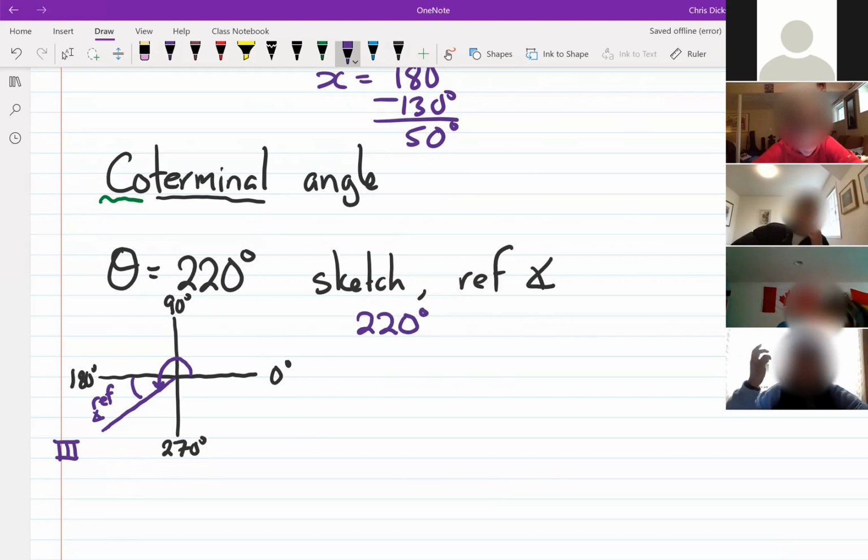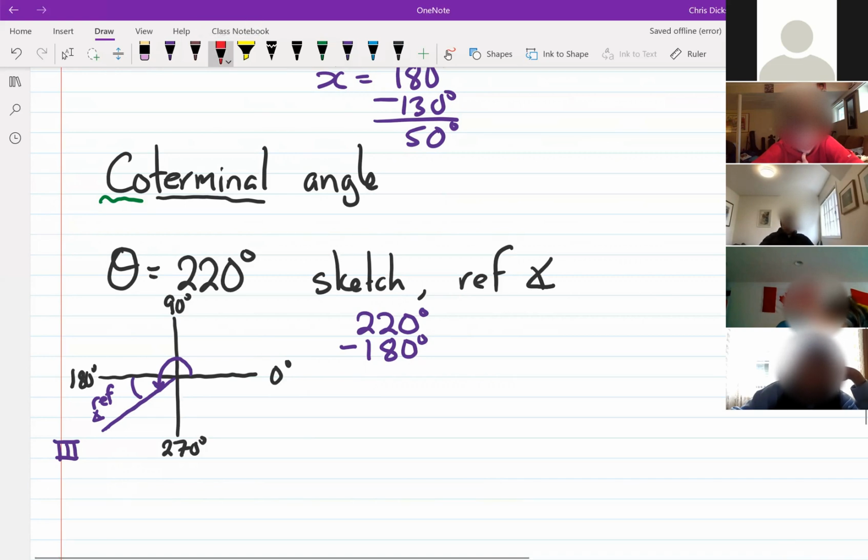And I know that half a rotation is 180. If I subtract that 180, I'll show that on the picture here, I should get the reference angle. So 180 taken away from 220 would be a 40 degree angle, and that's what our reference angle would be. Okay, so I'm going to erase that little red part.